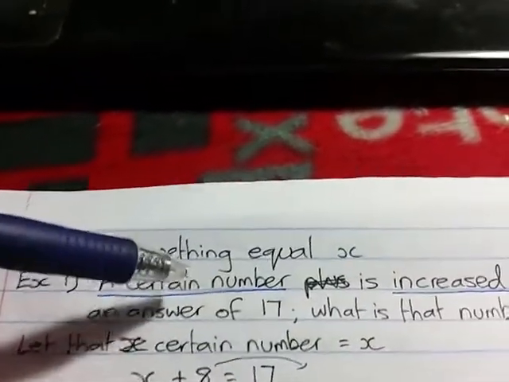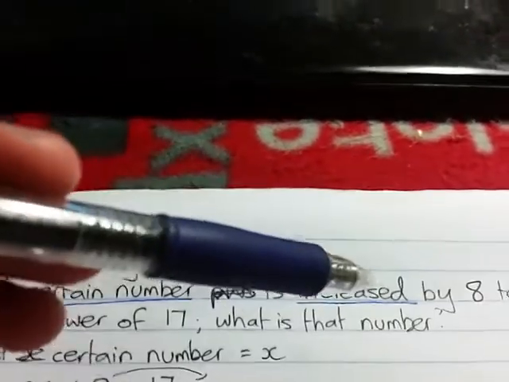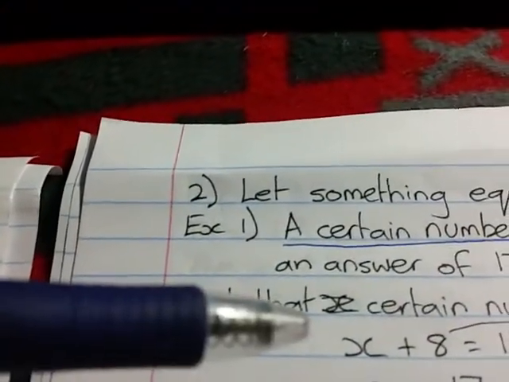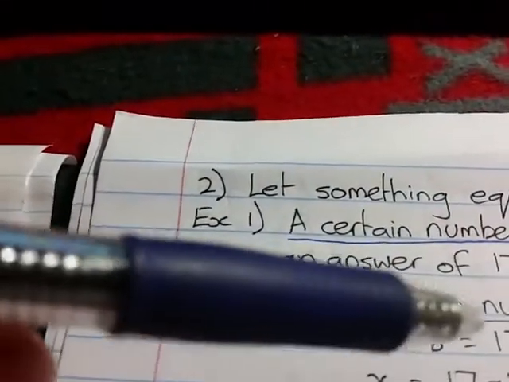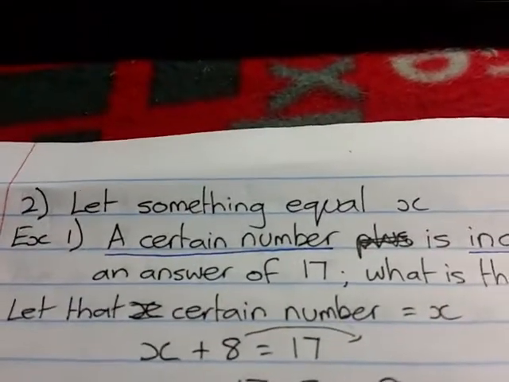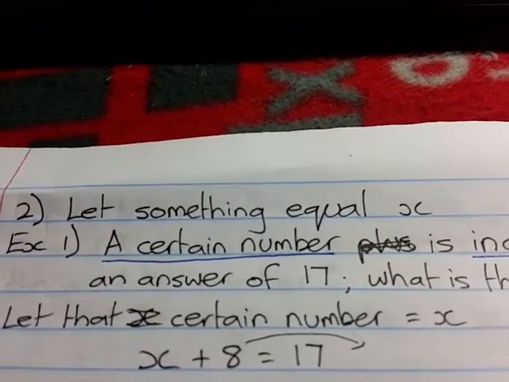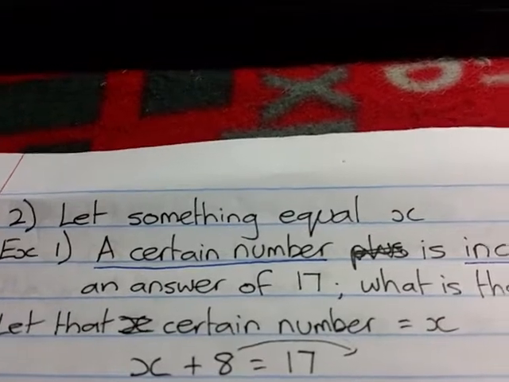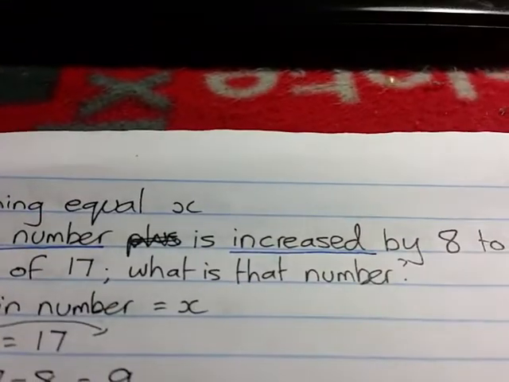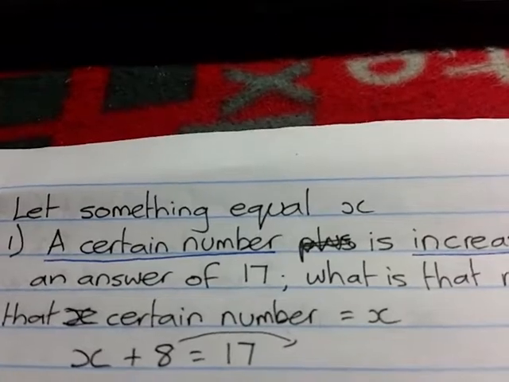So that certain number, which I'm calling x, is increased by 8. Increase means addition. So that's why you say x plus 8. It's increased by 8 to get an answer of 17. To get an answer of 17, so that's an equals. So that whole sentence translates to x plus 8 equals 17. And from there, I just need to answer the question of what is that number.